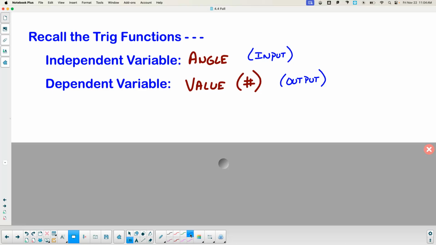And that works with all trig functions, even for the ones that are undefined. We can put in the tangent of pi over 2. Pi over 2 is our input. Our output is undefined. It doesn't have a number, but it has a value, and that value is undefined.